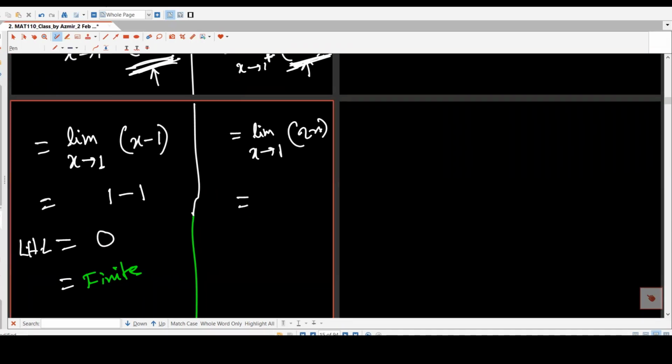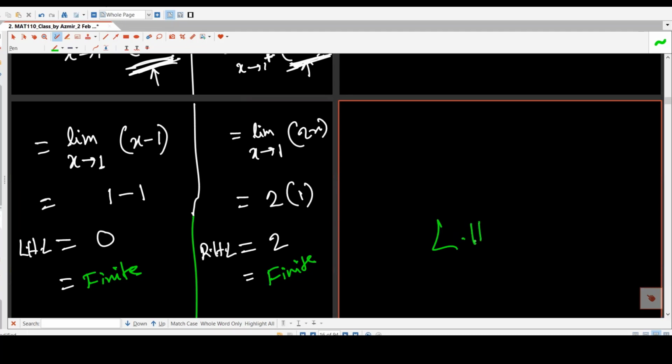Limit x tends to 1, 2x. Where we have x, we can plug in 1. So 2 times 1, that is 2. So the right-hand limit becomes 2. The right-hand limit is also a finite value, so the right-hand limit also exists.